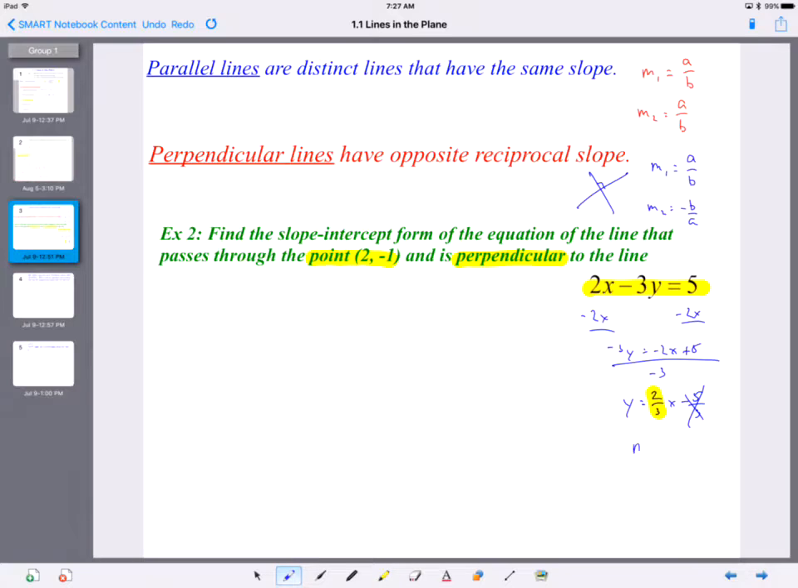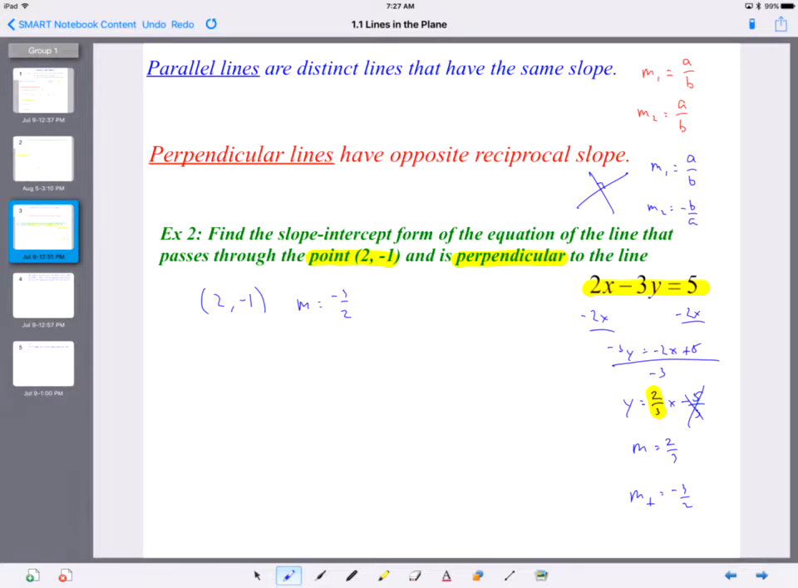So we know this slope is 2/3. So what is the slope perpendicular to that? Well, the slope perpendicular to that is the opposite reciprocal. So now what do we have? Well, now we have a point at 2, negative 1, and we have a slope of negative 3/2. So now you have a point and you have a slope. Can you write the equation of the line?